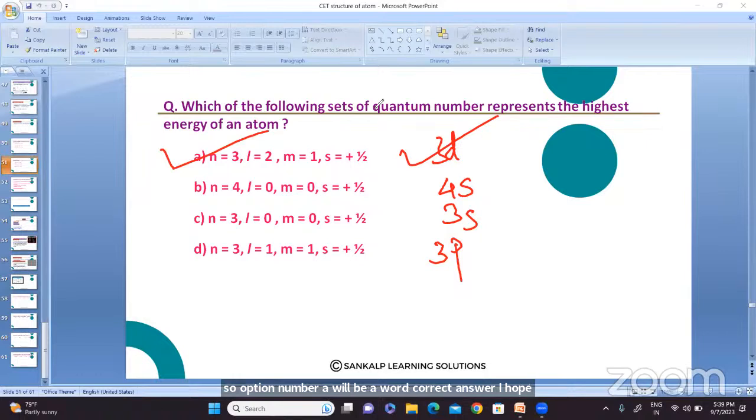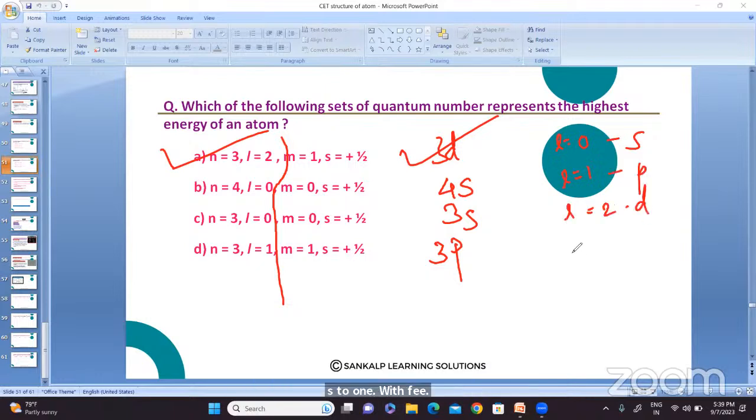I hope you have got it. So just see first this, look till here. This will crack your answer. n equal to 3 represents the main shell, and L equal to 0 means S, L equal to 1 means P, 2 means D, 3 means F, like that. I hope you have got it.